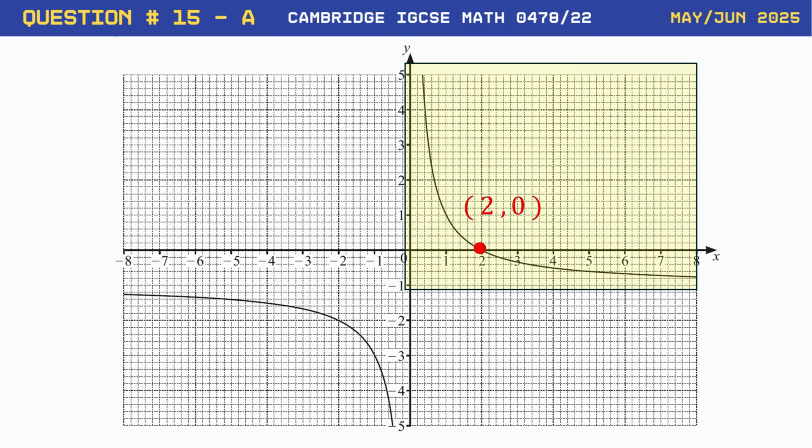So, the coordinates of the point are 2, 0. Therefore, the answer is 2, 0.